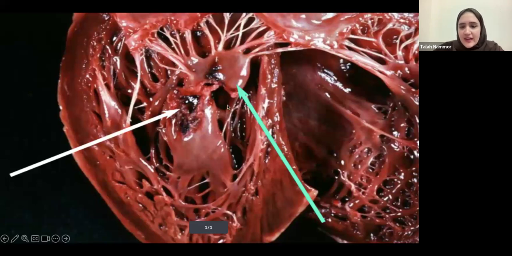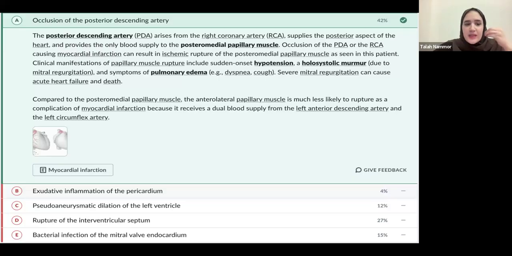Maybe it wasn't clear because we don't know exactly where on the heart this is, but it would make sense for the rupture of a papillary muscle to be caused by ischemia, right? So basically, usually the posterior descending artery, out of all of these options, the only one that shows ischemia that would lead to the papillary muscle rupture is A. Okay?